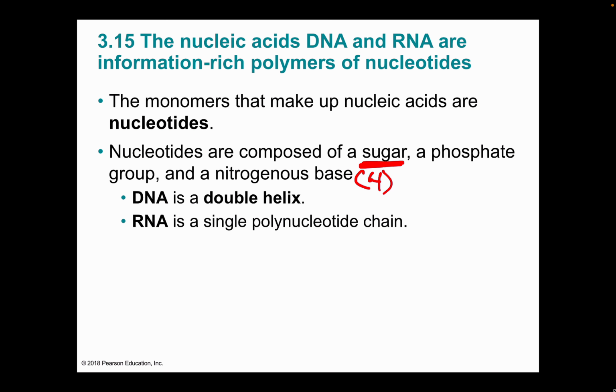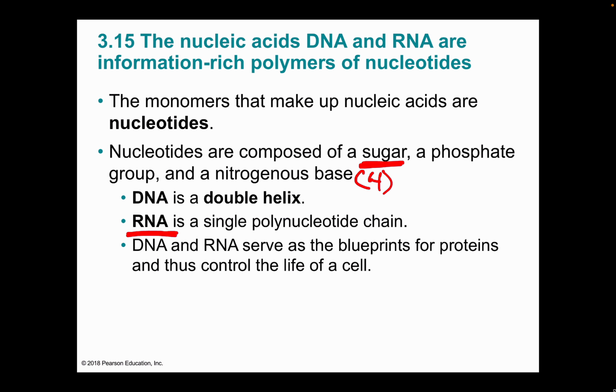So DNA is a double helix, whereas RNA is a single polynucleotide chain. RNA, it turns out, is really just a transcript or a copy of a small portion of DNA, right? So we refer to it as a gene. And so you're only copying or transcribing one of the DNA strands when you make RNA, which is why RNA is only a single polynucleotide chain.